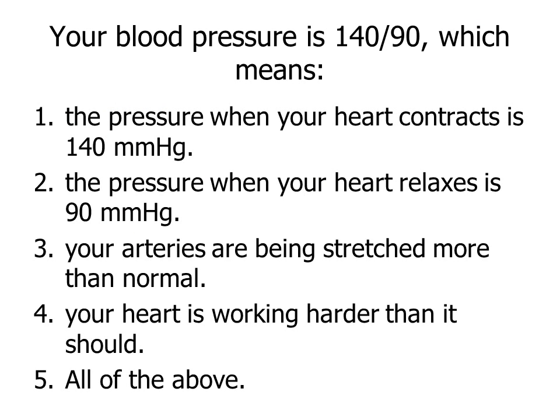So if your blood pressure is 140/90, which of these apply? The answer is number 5. So the pressure when your heart contracts is 140. That's your systolic. That's what it's measuring, is your heart contraction. The pressure when your heart relaxes is 90. That's the diastolic. Your arteries are being stretched more than normal. So remember that healthy range is around 120, and 140 is well above 120. So that means your arteries are getting stretched more than they should, and that's why that systolic number is higher than it should be, which is an indicator that your heart is working harder than it should be. So the answer is all the above.